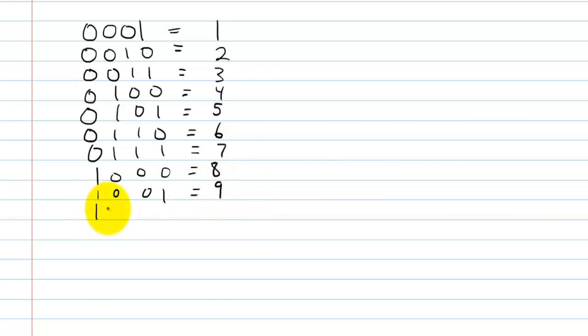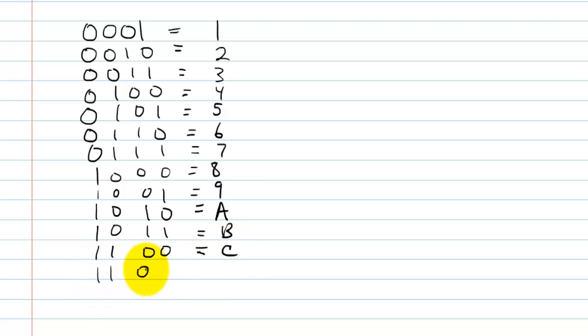Let's see, then 1010, that's equal to 10, which is equal to A. And then if we go with 1011, that's equal to B. And if we do, let's see, this is 8, 10, 11, so now we want 12, so 1100, this is going to be equal to C. 1101, that's equal to D.